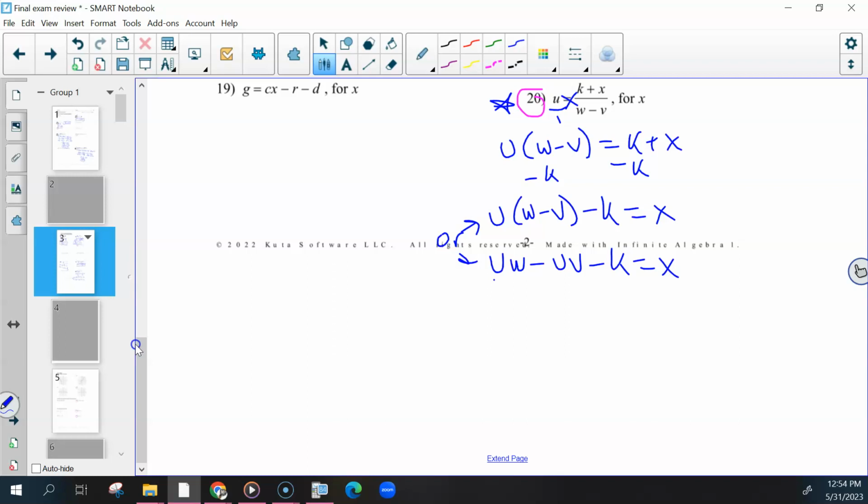Other questions on that one or on this page? Once you finish, go on to the next page.